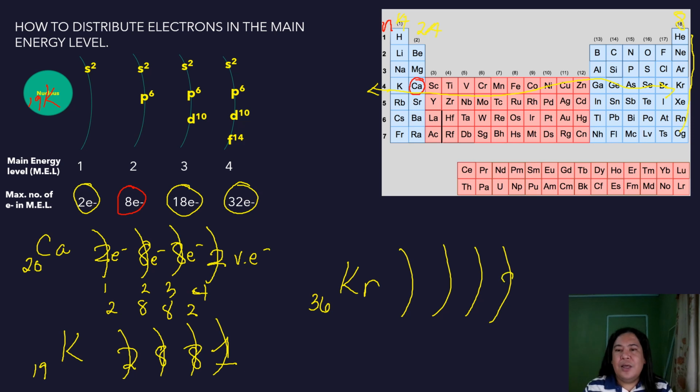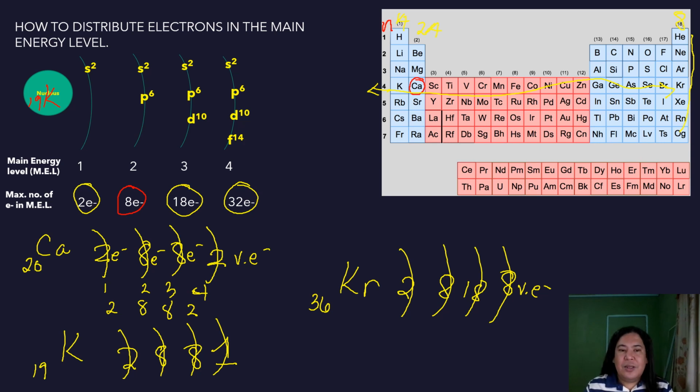Group 8, so alam niyo na kaagad na 8 yung dulo niya. That is the valence electron. Dahil 36 yan, this is 2, 8, 18, 8. Okay? So, 2, 10, 28, 36. That is how to distribute the electrons in each main energy level. Okay, just simply follow this one.